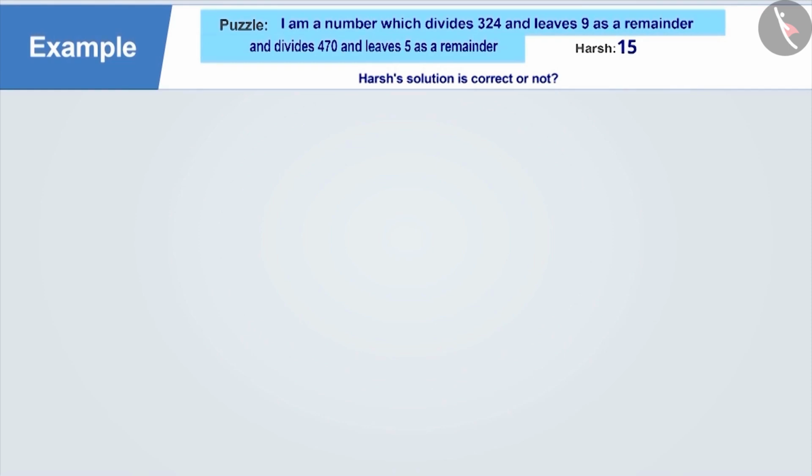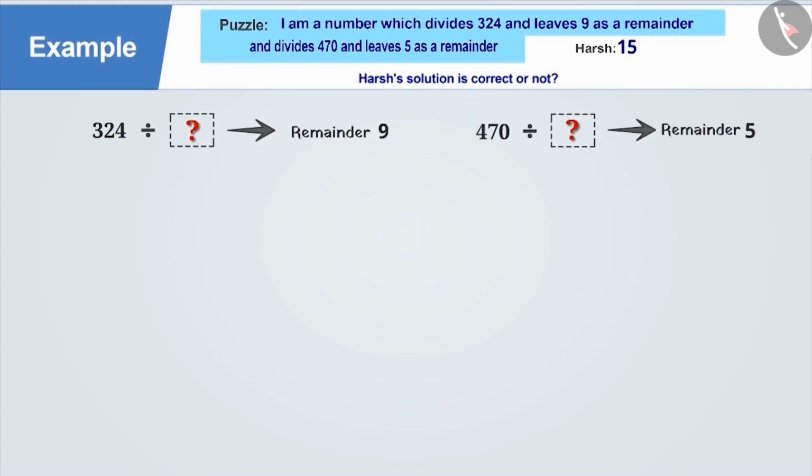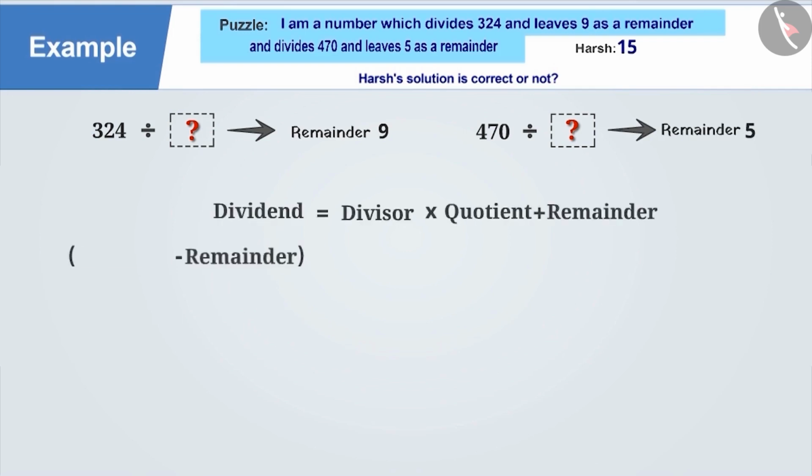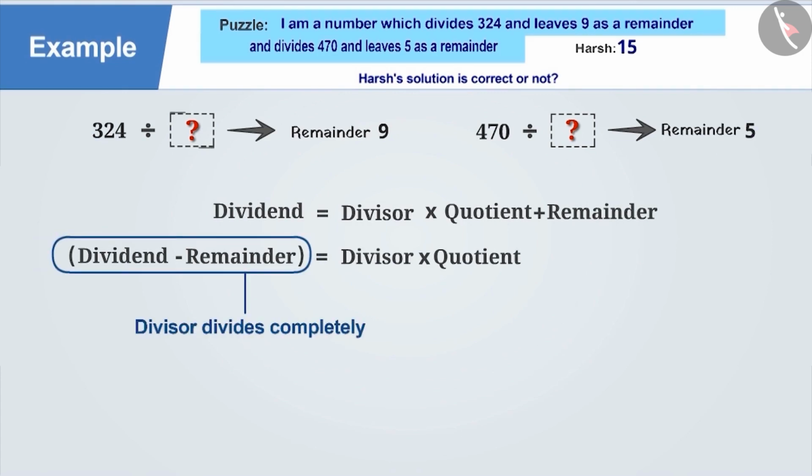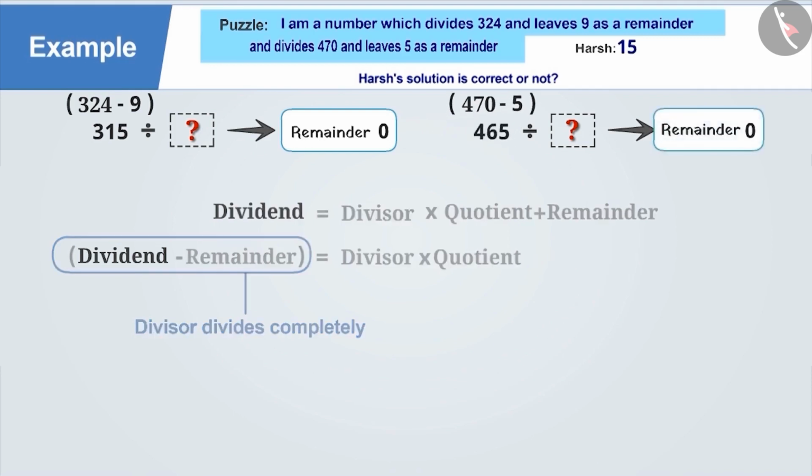Let's understand the puzzle first. In the puzzle, the number divides 324 and leaves 9 as a remainder and divides 470 and leaves 5 as a remainder. If we subtract the remainder from the dividend, the number obtained is completely divisible by the divisor. This means by subtracting 9 from 324, we get 315, and this is completely divisible by the required number. Similarly, by subtracting 5 from the number 470, the number obtained will be completely divisible by the required number.